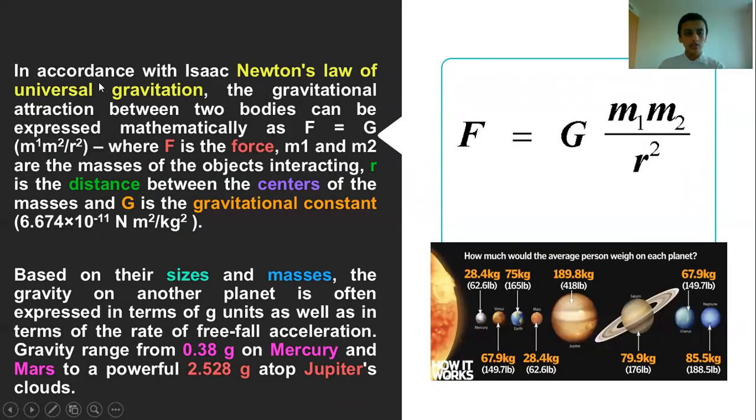To the second part of the question, in accordance with Isaac Newton's law of universal gravitation, the gravitational attraction between two bodies can be expressed mathematically as F, the force, equals G, the gravitational constant, multiplied by the mass 1 and the mass 2, divided by the distance between the centers of the masses squared.